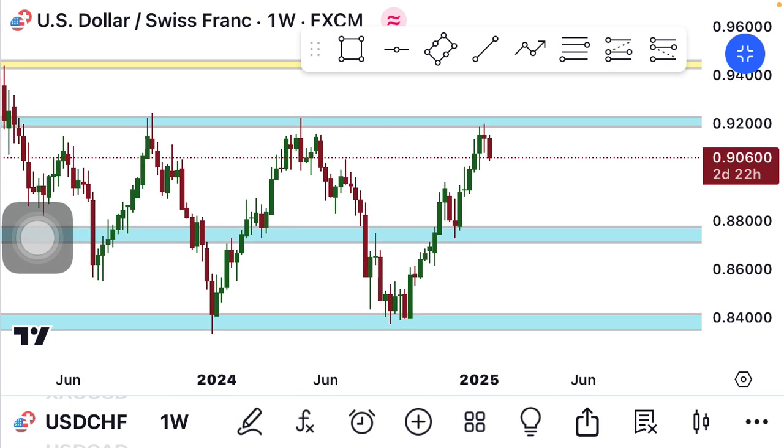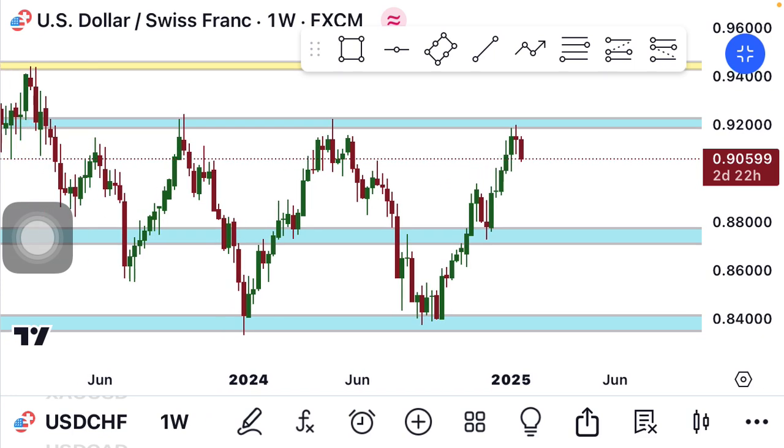As you all know, I make use of the top-down analysis approach. It was the idea of the top-down analysis that helped me plot these key levels perfectly. So one of the pairs I'll be interested in is USD obviously.